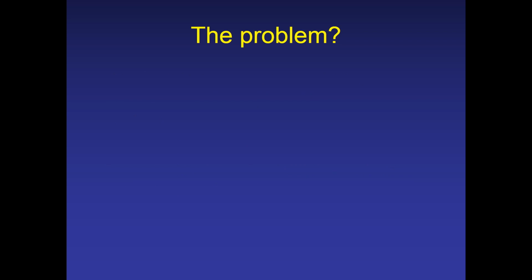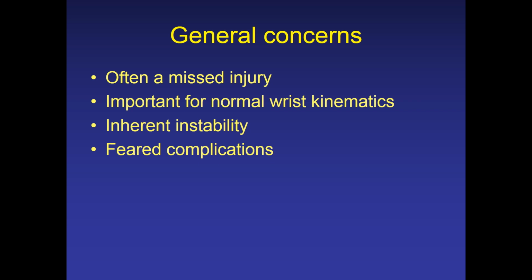So, what's the problem? Why all the fuss? There are a few things that make it particularly problematic. Firstly, it's often a missed injury, so it's difficult to diagnose. We know how important this little bone is in the kinematics of the wrist as a whole, so it's actually a fracture of a large joint. And it gives a lot of problems if it isn't treated properly. There's inherent instability and many feared complications.